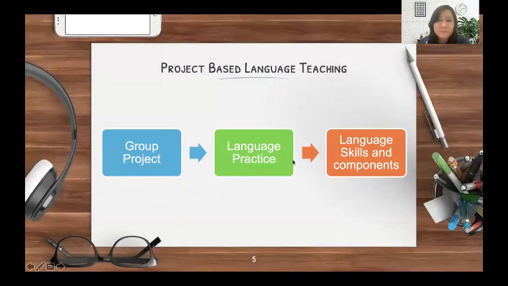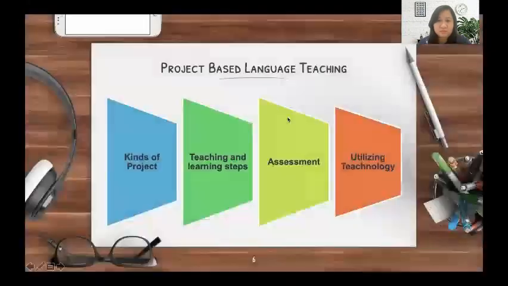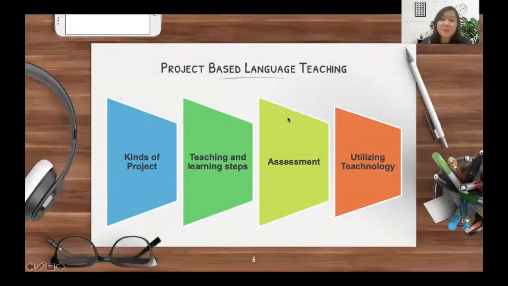Well, there are four points that must be considered to implement project-based language teaching so that it is successful and effective. They are the kind of project, teaching and learning steps or activities, and also assessment and utilizing technology.